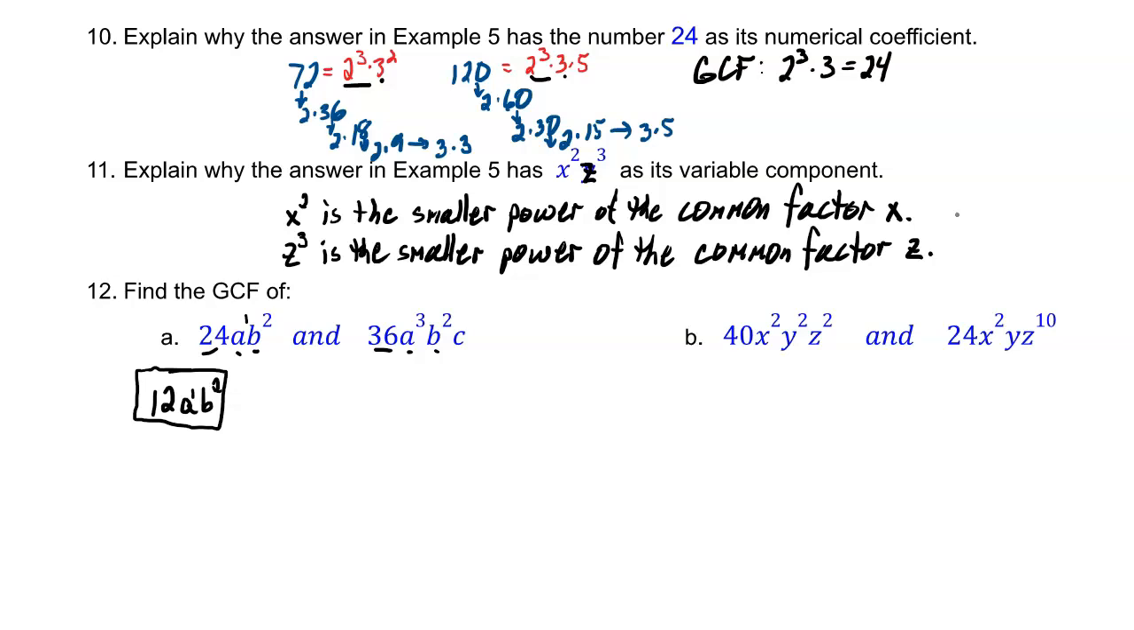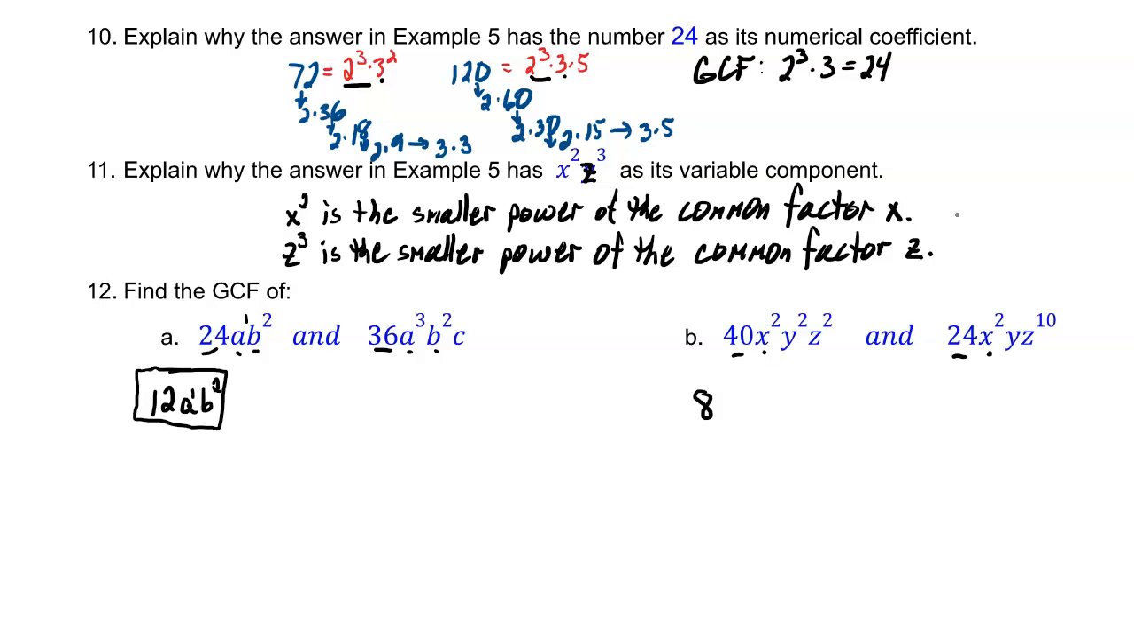Now question B. Focus on the coefficients first, the 40 and the 24. What's the largest number that divides into both? Well, some of you might know that that's 8. If you don't know that that's 8, then go through the process with prime factorization or use the calculator to get the GCF.